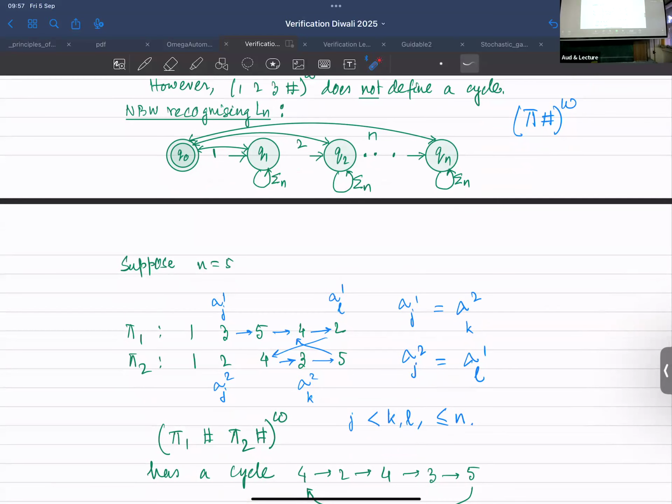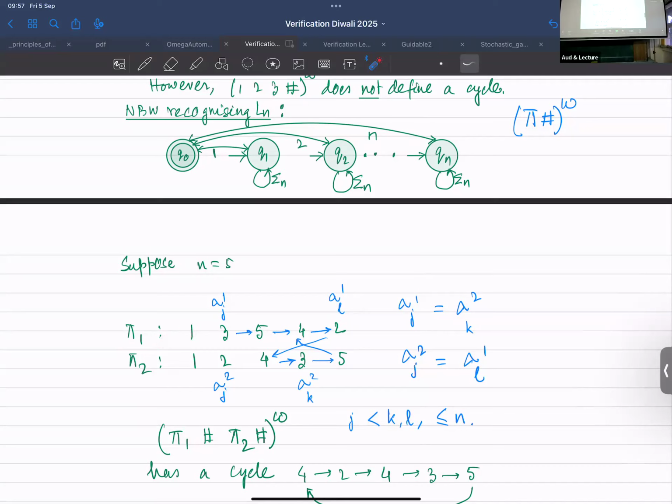So suppose, what cycle are we talking about? There is an edge which appears in the graph if the factor ij appears infinitely often in the omega word. Here our omega word is this whole thing. So now to show that indeed this word would contain a cycle, let's say you have this pi 1 and this pi 2. If this is a permutation, this is a different permutation.